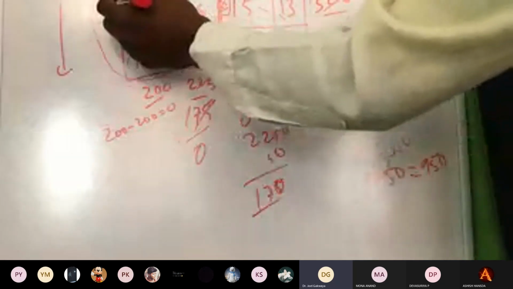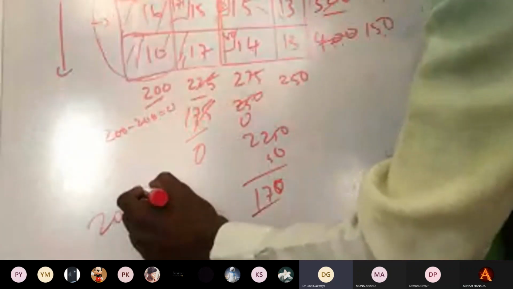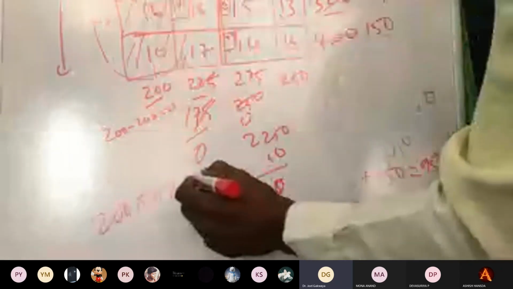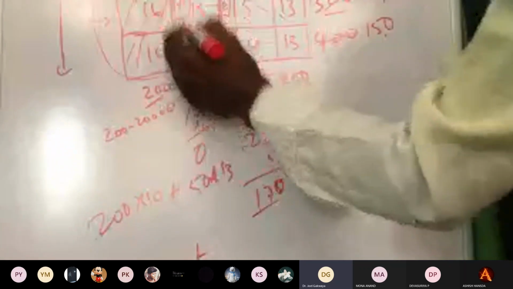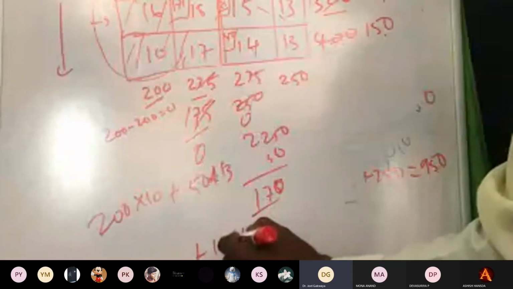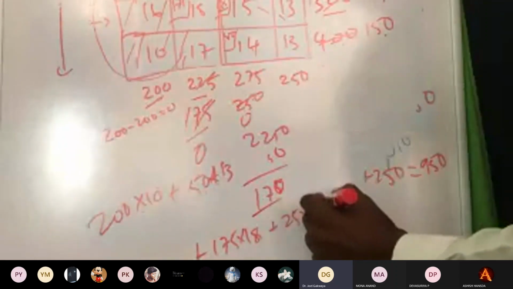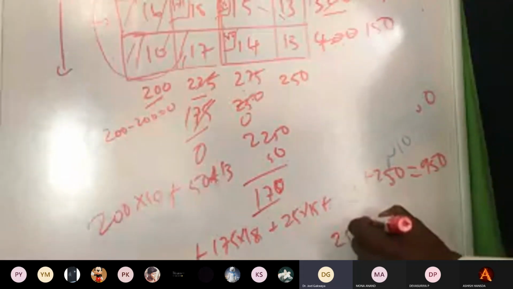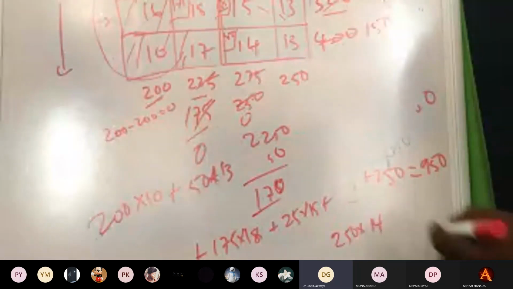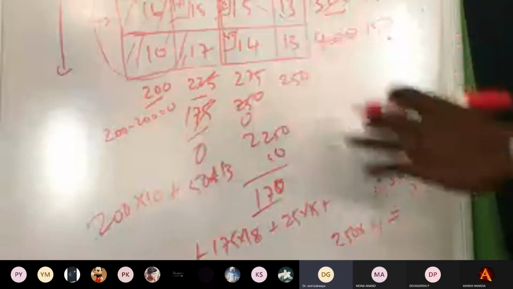So as you can see, the selected cells, 200. Now to find the optimal solution, I'm going to take 200 times 10 plus 50 times 13 plus 175 times 18 plus 125 times 11 plus 250 times 14. Clear? Then you find the final cost, the minimum cost of transporting this value.